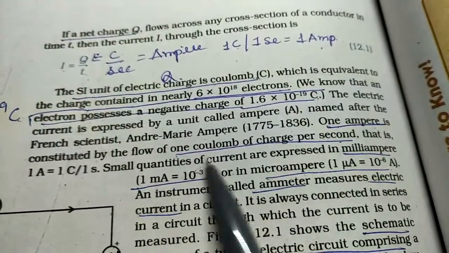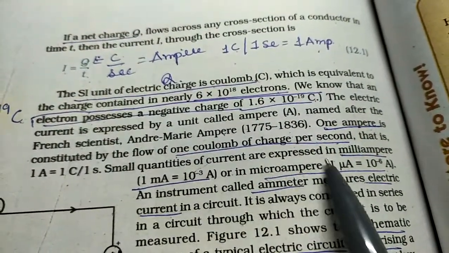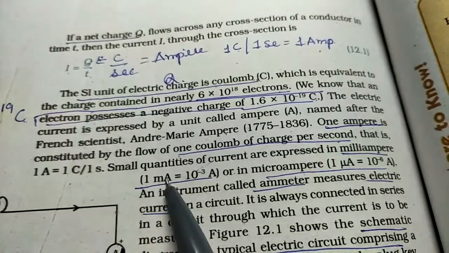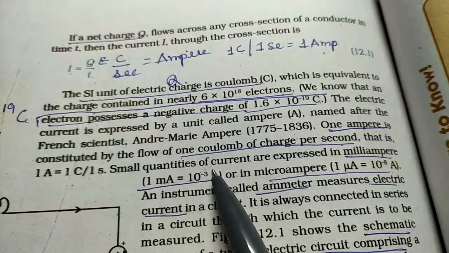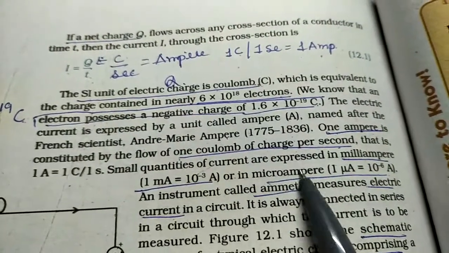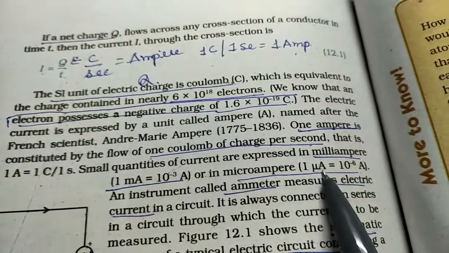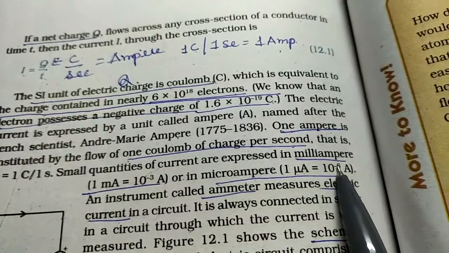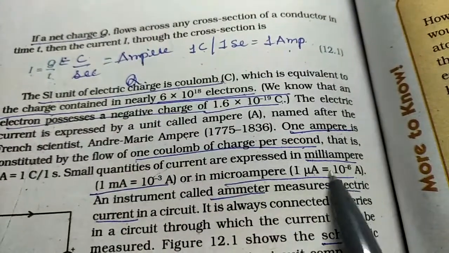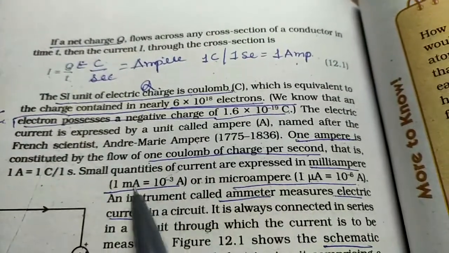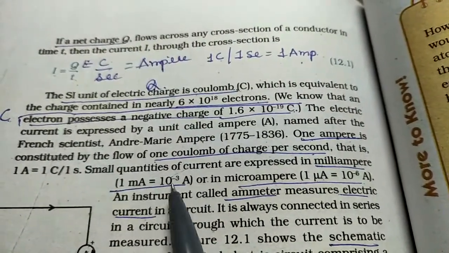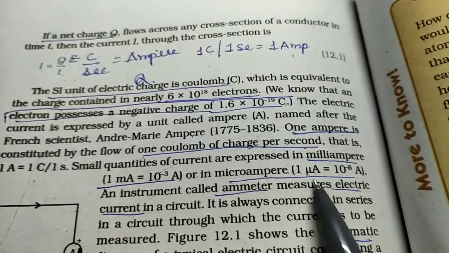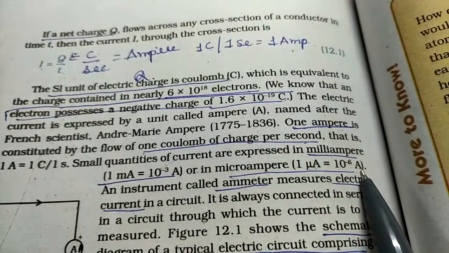Now there are small quantities which are also used, that is milliampere, 1 mA. Wherever the word milli comes, it is 10 raised to minus 3. And we have microampere, 1 microampere, wherever the word micro comes, it is 10 raised to minus 6. So 1 milliampere is 10 raised to minus 3 ampere, and 1 microampere is 10 raised to minus 6 ampere.